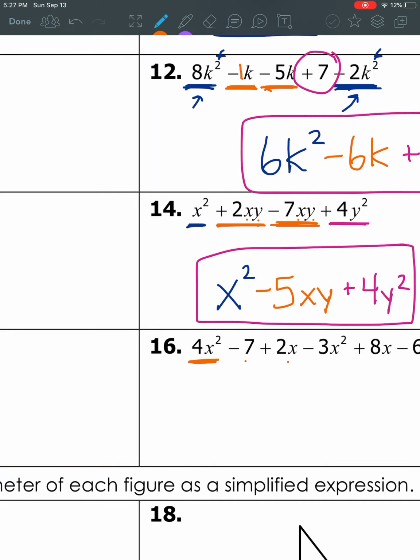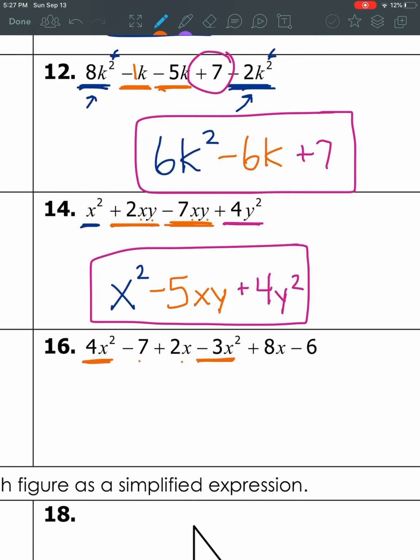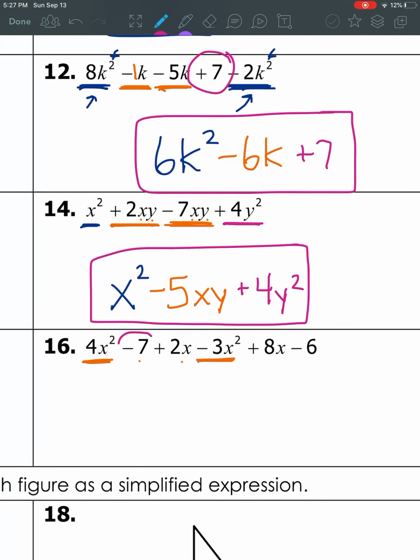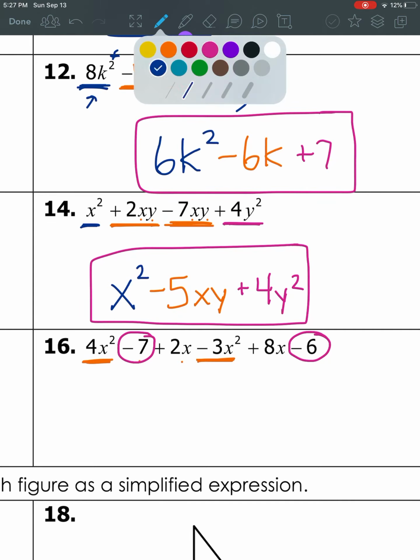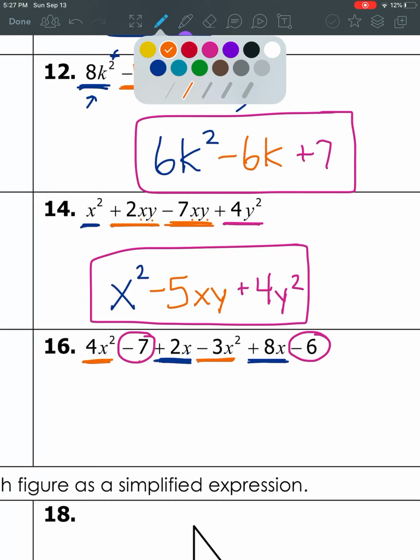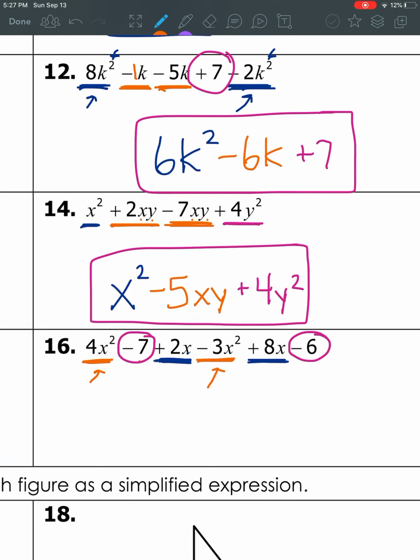Okay, and last one here we have 4x squared. Let's go through. We have minus 7x, x squared. Here's another x squared. I'm going to underline it. And there's no other x squareds. So I'm going to go to the next one. Here is a constant, a number all by itself. And here's another constant. And then 2x just has one variable of x, and then 8x also has a variable of x. So we want to start with the highest exponent, so the x squared needs to come first.